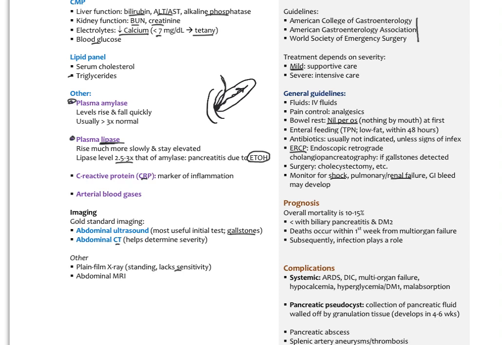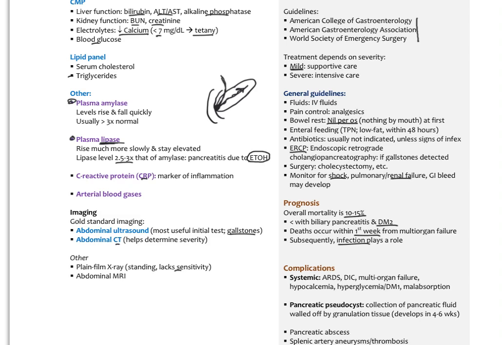The overall mortality rate for acute pancreatitis is about 10 to 15%. It's going to be less with any biliary pancreatitis, in other words, due to the gallstones, and then type 2 diabetes increases risk and decreases outcomes. And then death usually occurs within a week from multiple organ failure in those who succumb to this. And then infection usually after a week is what can be most significant.